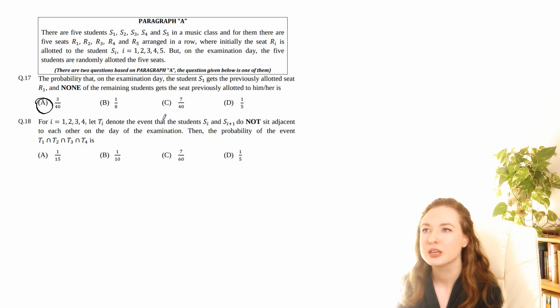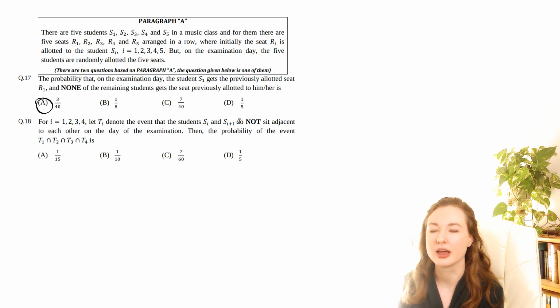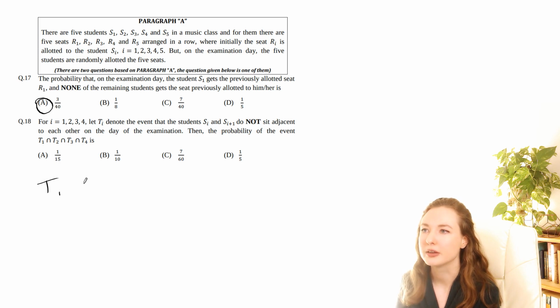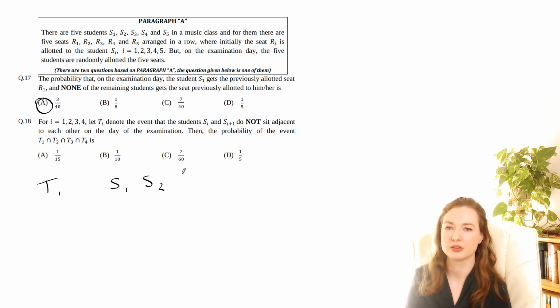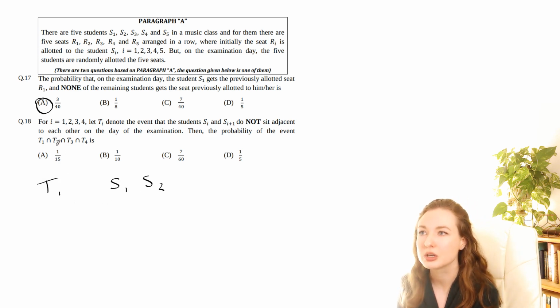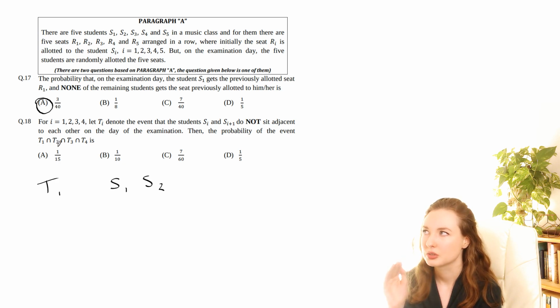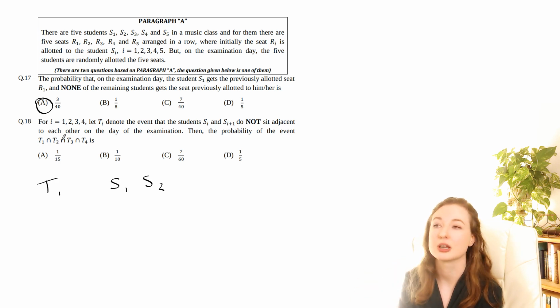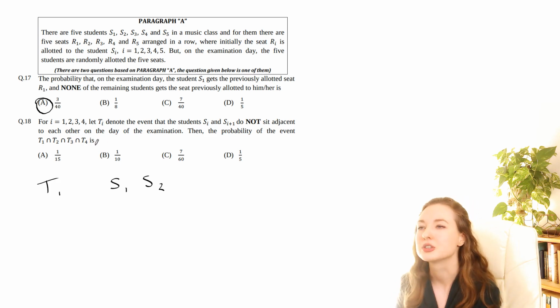So Ti is the event that students Si and Si plus 1 do not sit adjacent. Let's think about what that means. So T1, for instance, would mean that the students S1 and S2 don't sit next to each other. And T2 is going to mean that students 2 and 3 don't sit next to each other. And T3 is going to mean that students 3 and 4 don't sit next to each other, and so on.